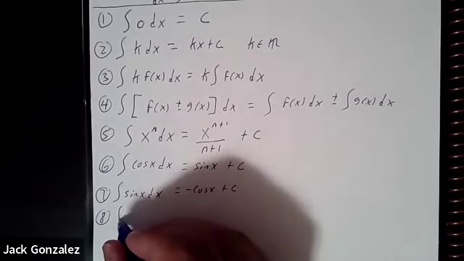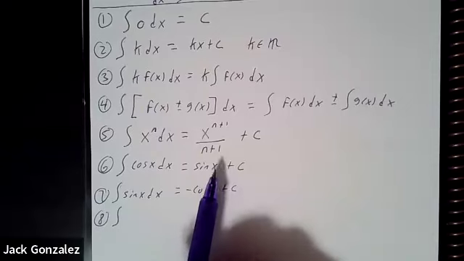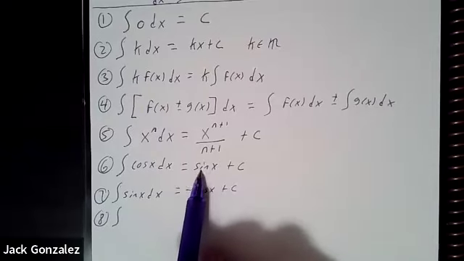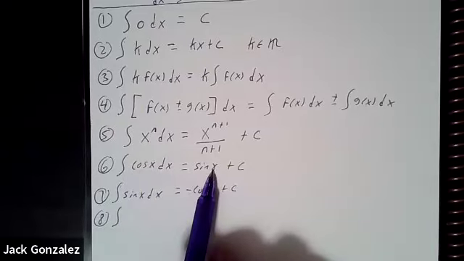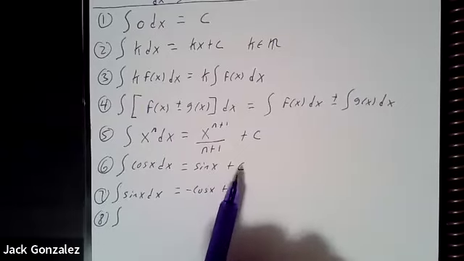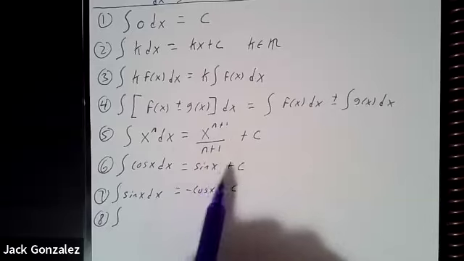Alrighty. And you can kind of see where we're going with this, right? If you take a derivative of sine, it's going to be cosine, right? So if you undo it, you should get back to sine. But you always have to tack on the constant. You see how it's just backwards?